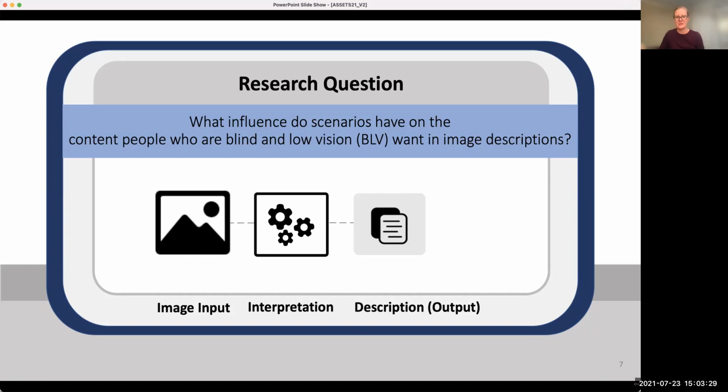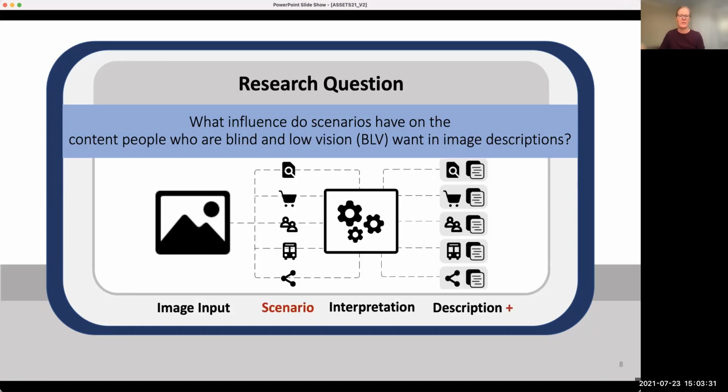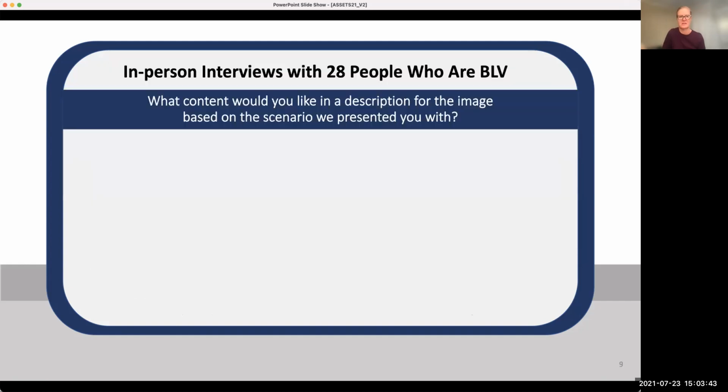And so, in this, we're thinking about extending the current paradigm that doesn't really include the scenario or the person's information goal in the interpretation process, and whether or not it's feasible to then create context-aware image descriptions. So to address this, we had interviews with 20 people who are blind, and we asked them, what content would you like in a description for the image based on the scenario we presented you with?